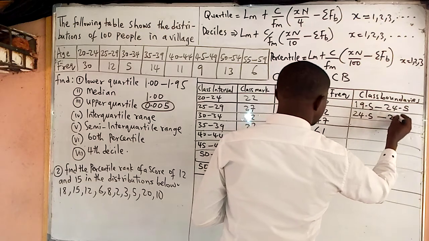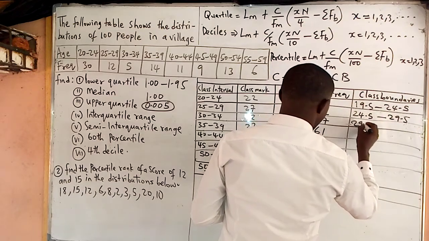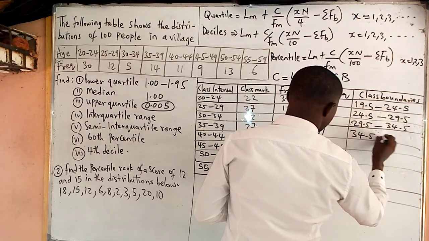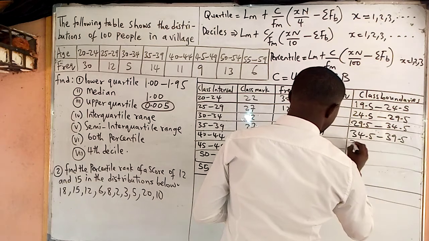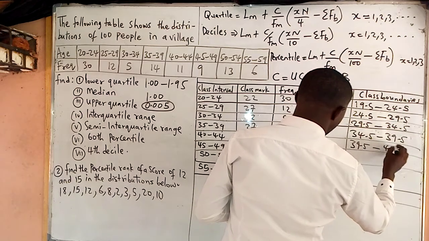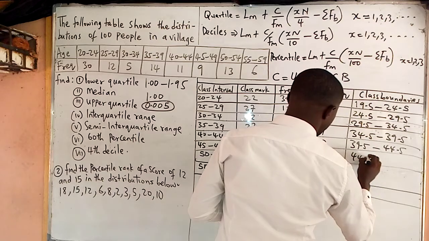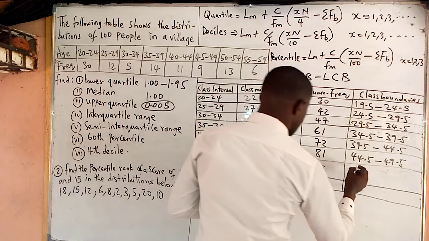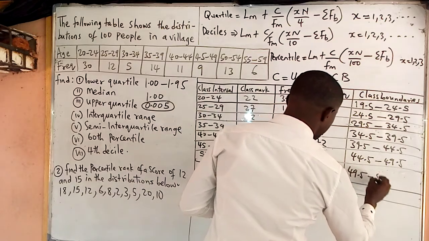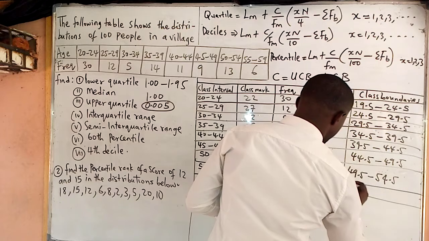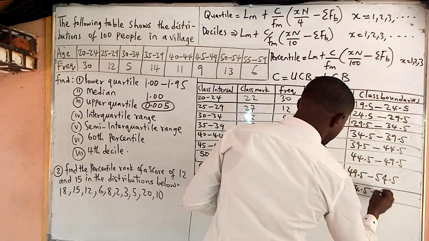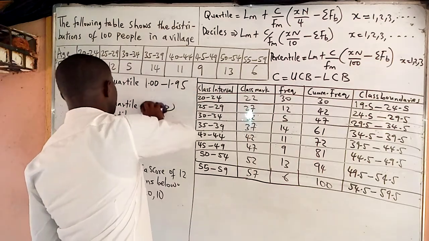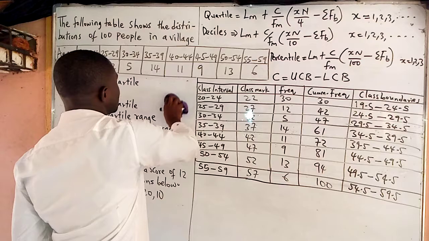So here we'll be having 24.5 to 29.5, 29.5 to 34.5, 34.5 to 39.5, 39.5 to 44.5, 44.5 to 49.5, then 49.5 to 54.5, 54.5 to 59.5. After having this, now they say get your lower quartile.